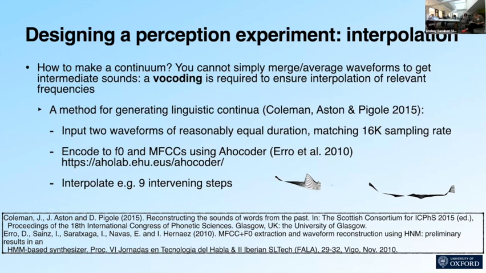You have to vocode the signal. There's a particular way I did that using the AHO coder. It's freely available. Everyone can try doing that. And then you just decide how many intervening steps you want. So I went for 9.